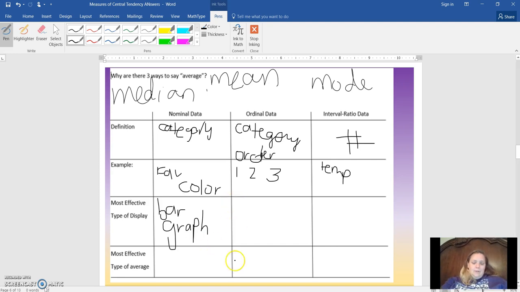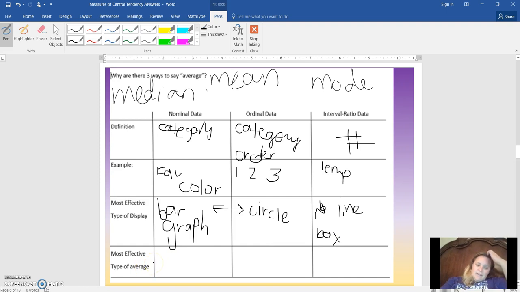All right. And this is also category. So these two, they both can have a bar graph. You could figure out the percentages for each kind in the category and do a circle graph. They're both really good. Interval ratio would be maybe a line graph, or a box and whisker plot, which we'll learn about, or a stem and leaf plot.